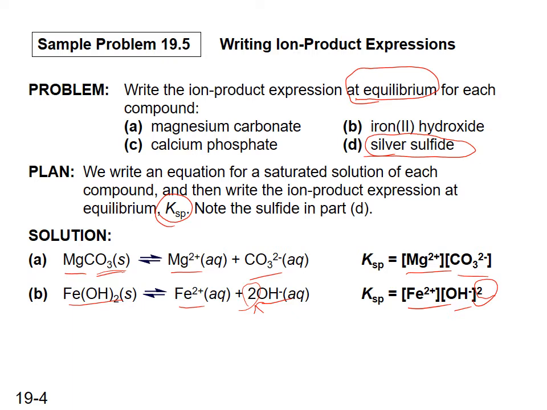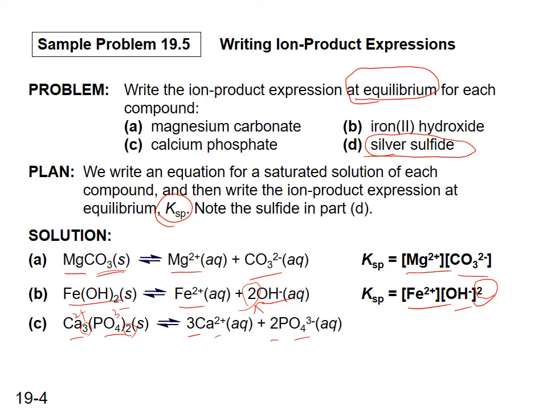Okay, next one, calcium phosphate. Remember, calcium is 2+, phosphate is 3-, and therefore you need 2 phosphate and 3 calcium. So you have 3 calcium, 2 phosphate, and therefore the Ksp will be calcium to the 3rd power times phosphate to the 2nd power.